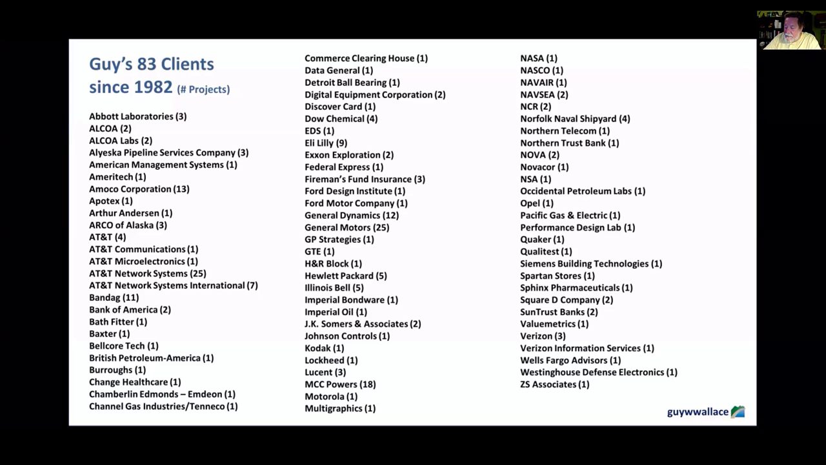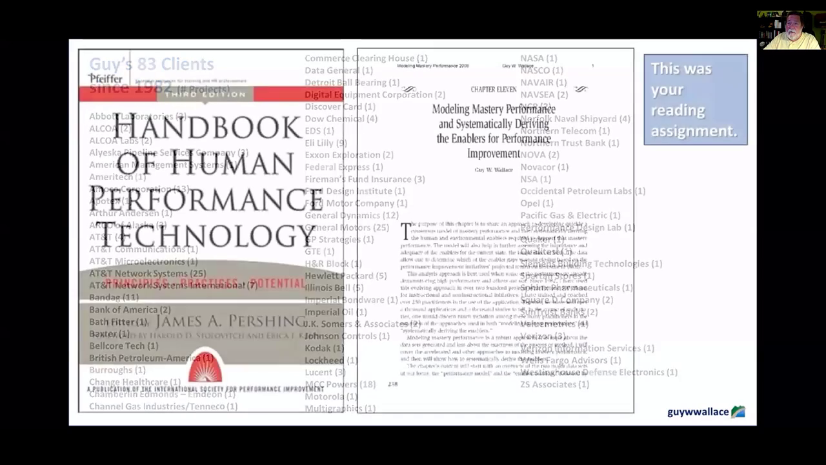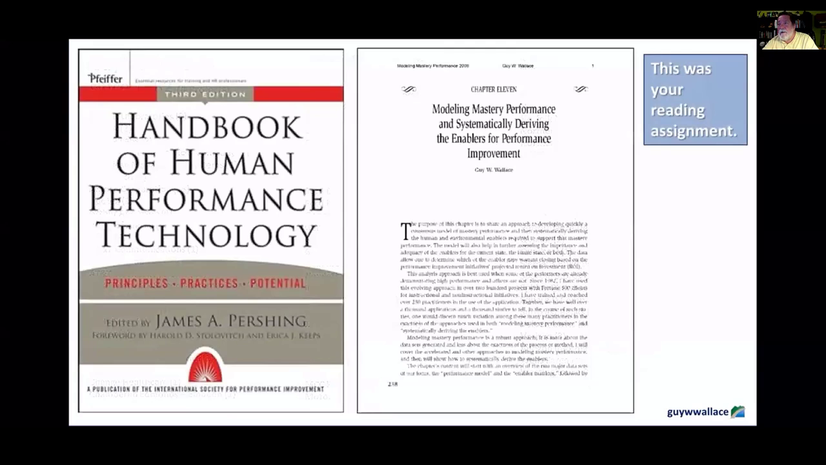But so I've had great success with this, and I think this is kind of a universal approach. But again, feel free to not adopt, but adapt it as you find necessary. Now, this is one of the handouts that was made available to you. This is chapter 11 in the third edition of the Handbook of Human Performance Technology.